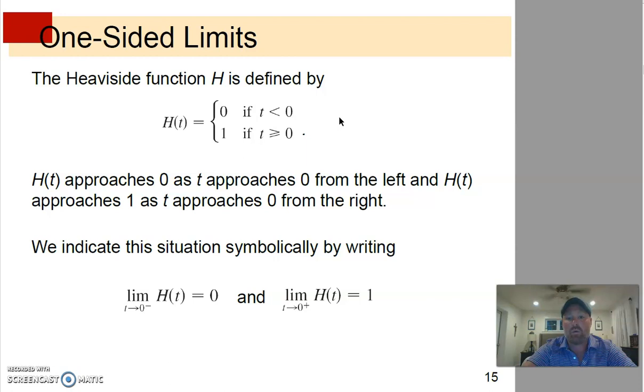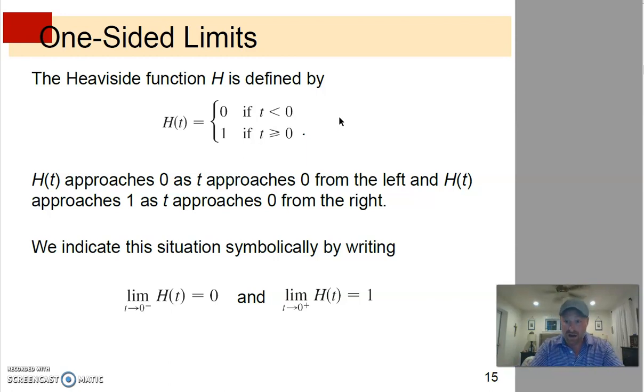Now we're going to talk about one-sided limits. When we talk about a side, it's how we're approaching that value of x. Are we approaching it from the negative side, from negative infinity, or are we approaching it from positive infinity? Okay? We take a look at the function h of t. h of t equals 0 if t is less than 0. But h of t equals 1 if t is greater than or equal to 0. So you notice here we have two different limits. This is a one-sided limit.